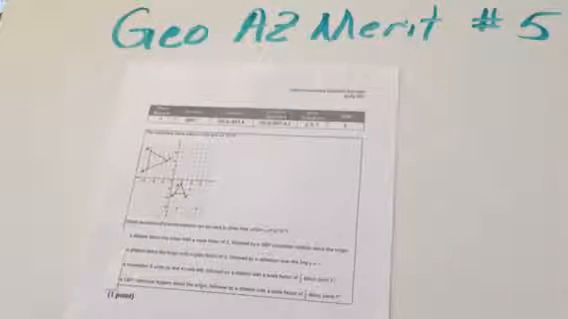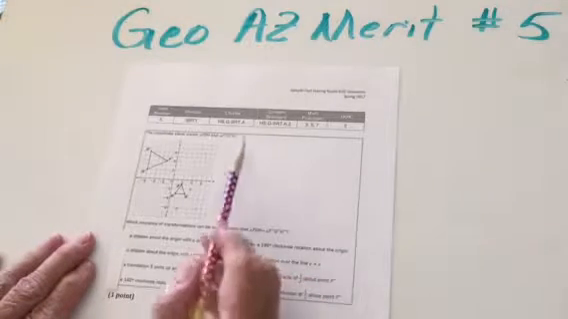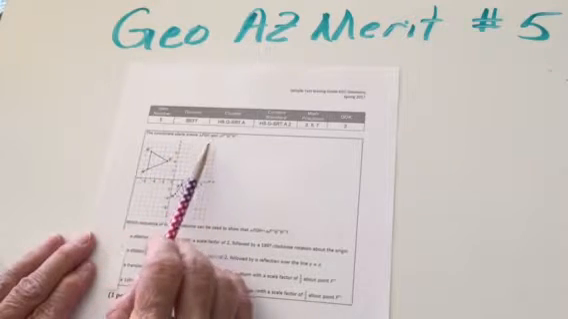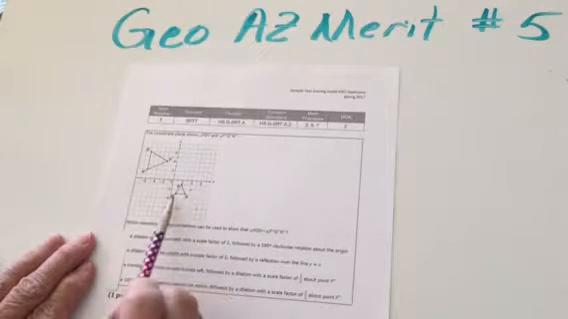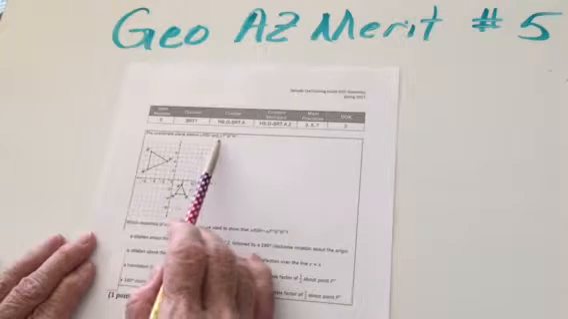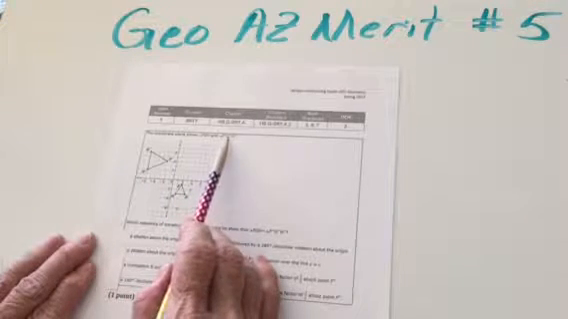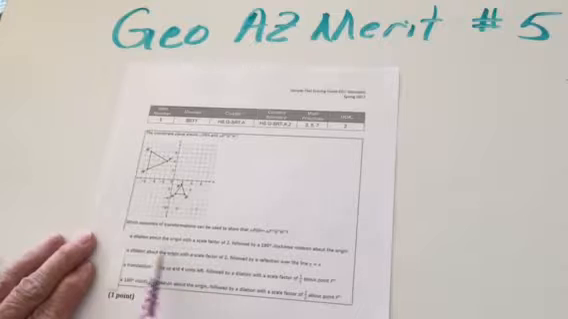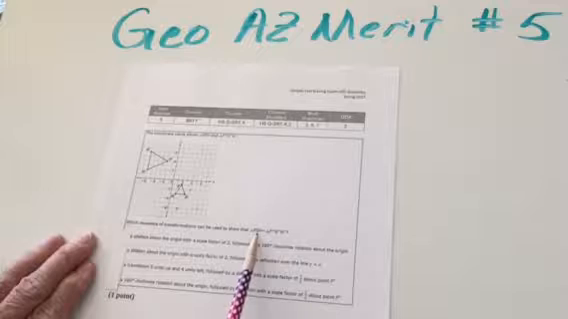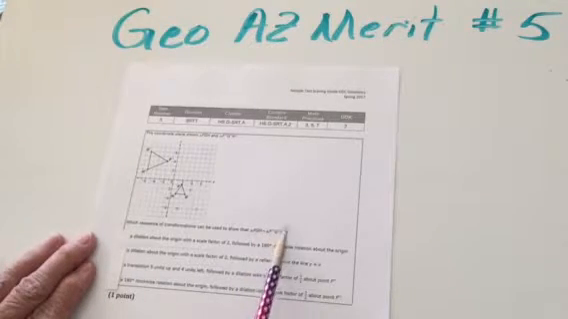In this video, we're going to talk about the Geometry Arizona Merit question number 5. This problem is telling us that the coordinate plane shows FGH, which is right down here, the small one, and F double prime, G double prime, and H double prime. Which sequence of transformations can be used to show that triangle FGH, the small one, goes up to triangle F double prime, G double prime, and H double prime.